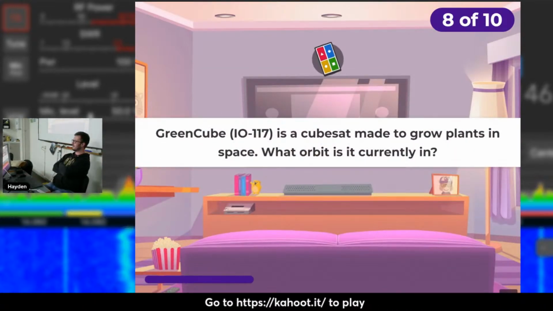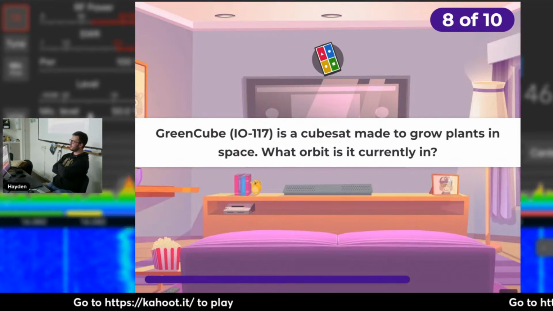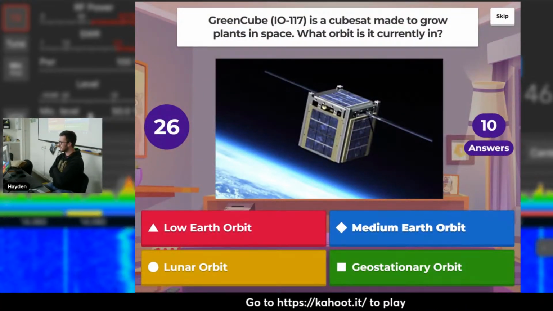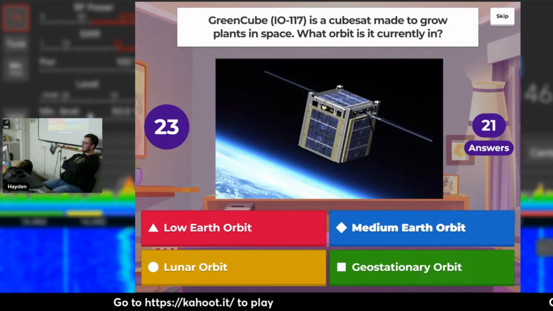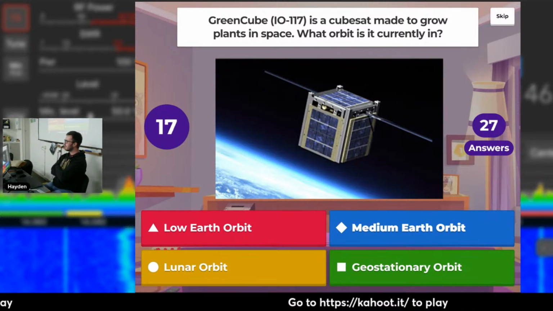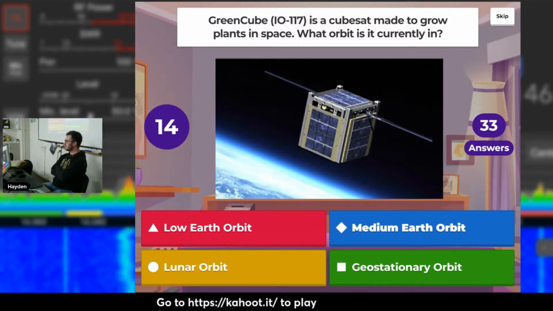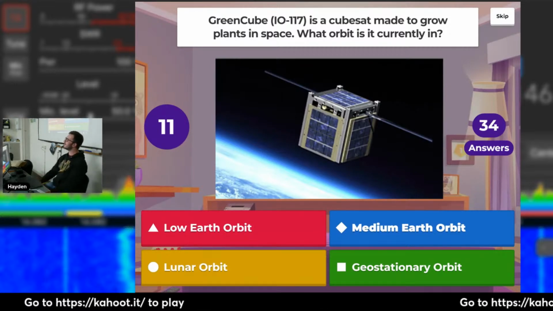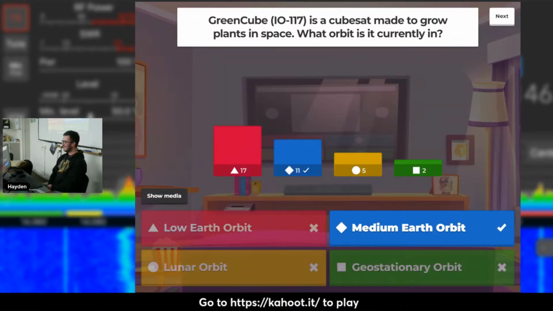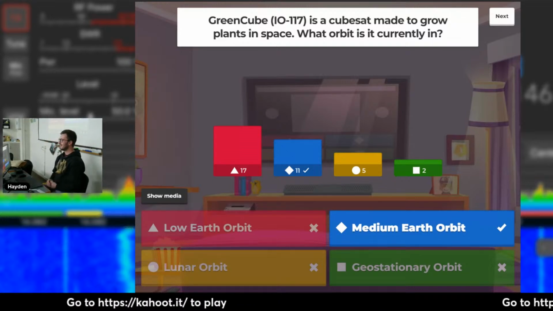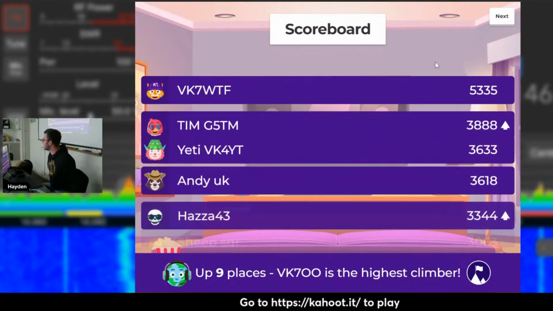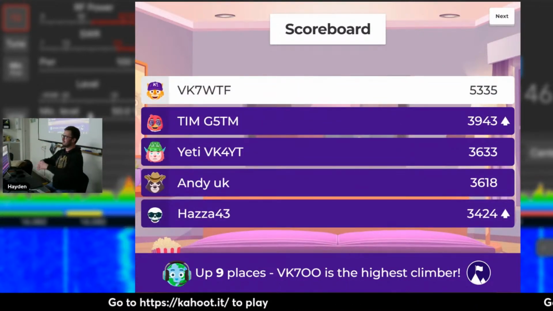Next question. Green Cube is a CubeSat made to grow plants in space. What orbit is it currently in? Is it low Earth orbit, medium Earth orbit, lunar orbit, or geostationary orbit? IO 117. Now this was last week. So last week, come on, Green Cube people. It's got a digipeater on it, digital repeater on it. Lunar orbit for sure. It's in lunar orbit, yeah. Gotta go red. It is in medium Earth orbit. Yes. So it's in medium Earth orbit, which allows quite a large footprint.